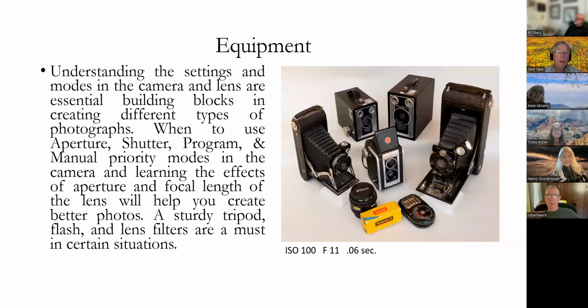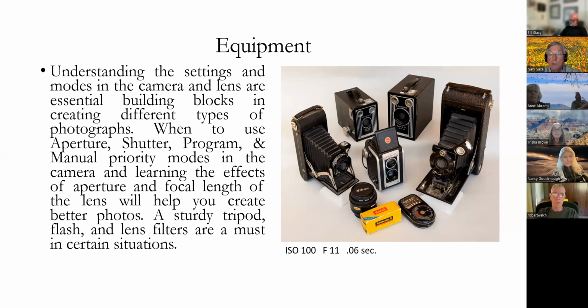Equipment. Understanding the settings and the modes in the camera and lenses are essential building blocks in creating different types of photographs. When to use aperture, shutter, program, and manual priority modes in the camera, and learning the effects of aperture and focal length of the lens will help you create better photos. A sturdy tripod, flash, and lens filters are a must in certain situations.